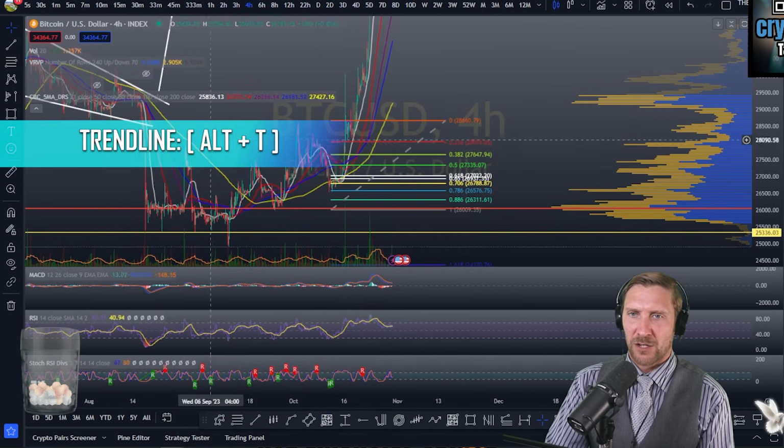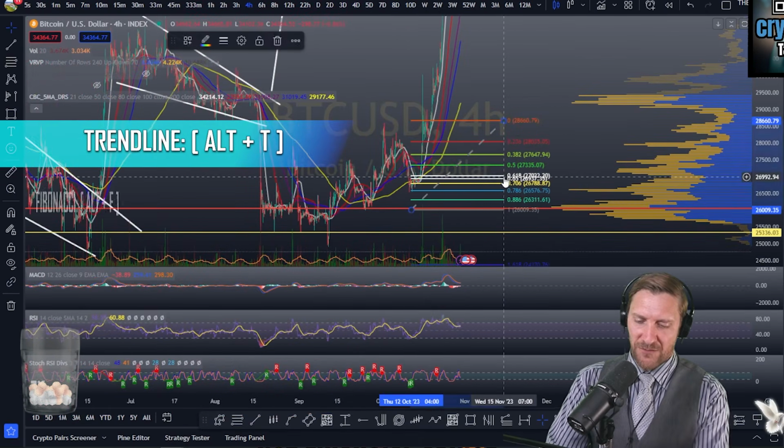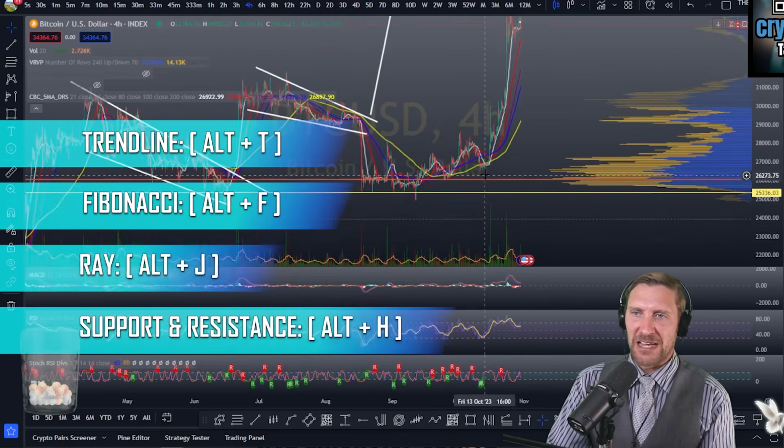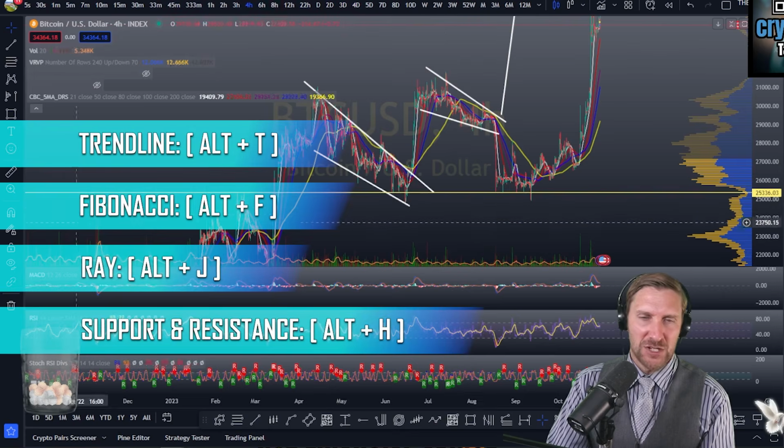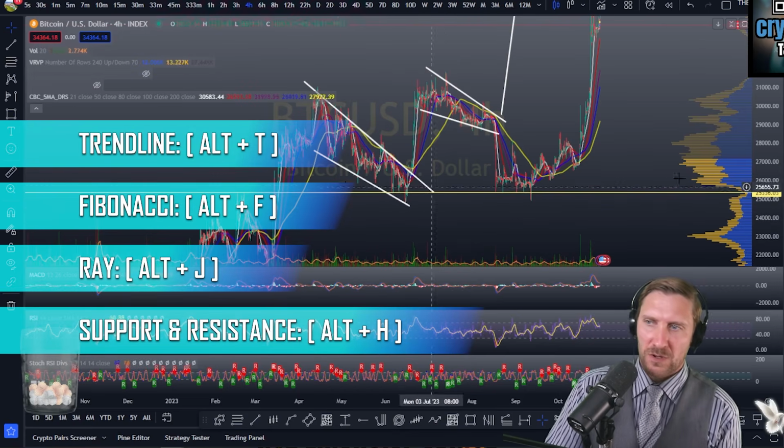So Alt-T creates the trend lines. Alt-F is Fibonacci. Alt-J and H create support or resistance lines. J is a ray, H is a long line across the whole entire board.